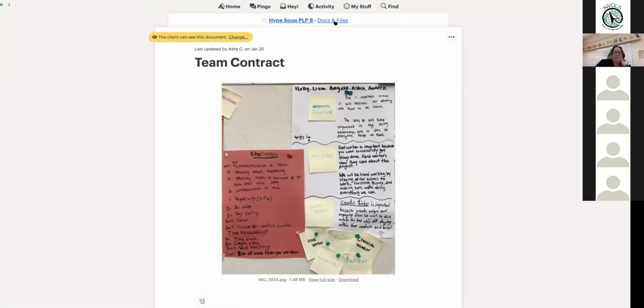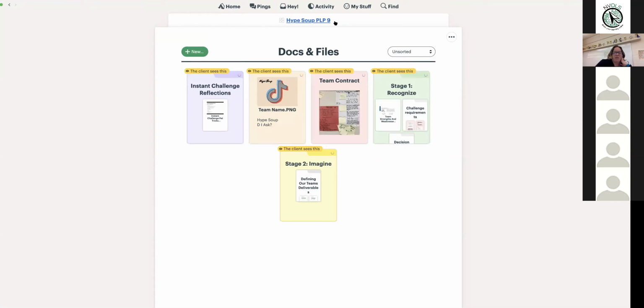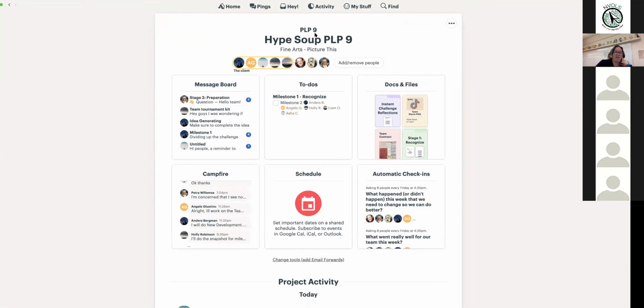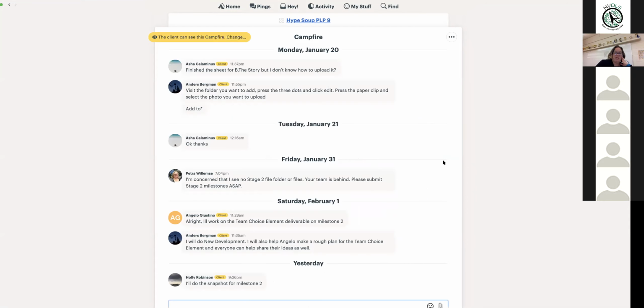In Hype Soup's docs and files, you can also see they even made their own logo and plan for their name. I also have them do reflections after every instant challenge. So when they've done their Pet Tricks instant challenge, they have to reflect on how they did and what they would improve on. And as well, when we said their communication has to go through here, we've encouraged them to use the campfire for off-topic, one-off things.